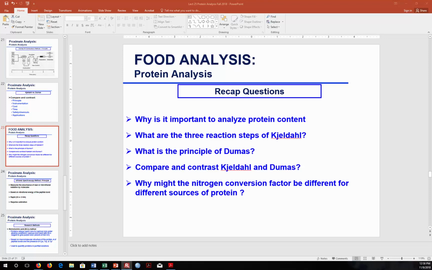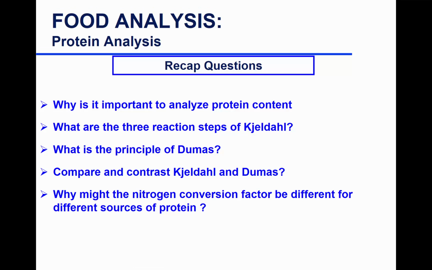Calculate, but this is just doing a recap. Okay. So some proteins might have a higher concentration of basic amino acids, would have a higher percent nitrogen, and therefore their conversion factor will be lower.